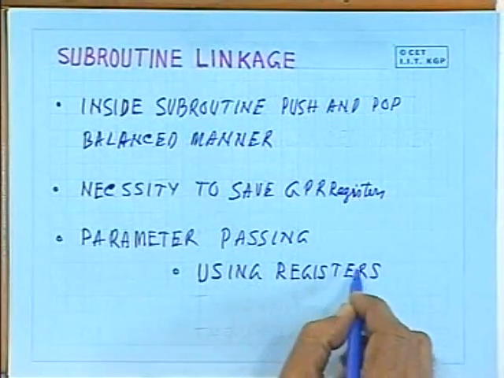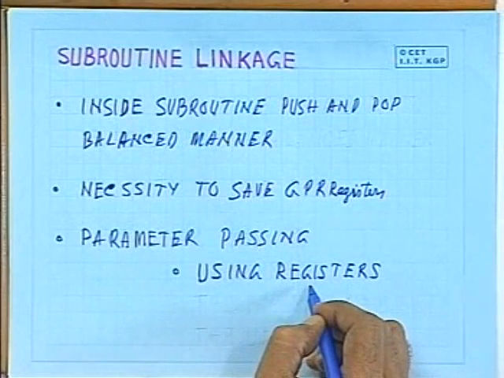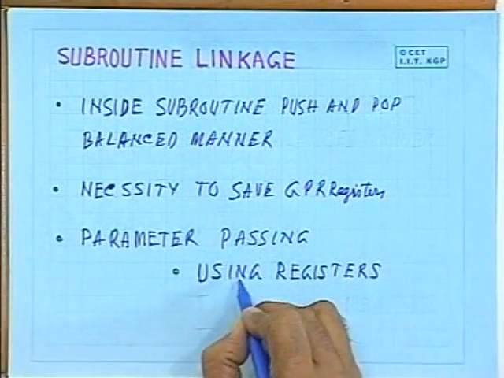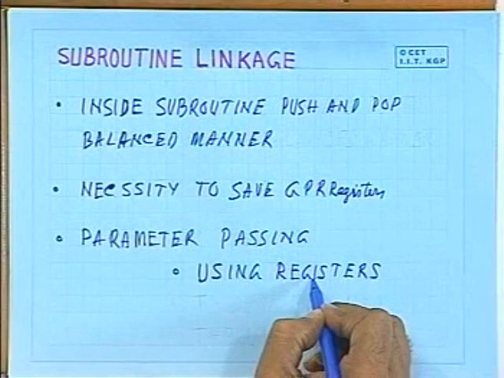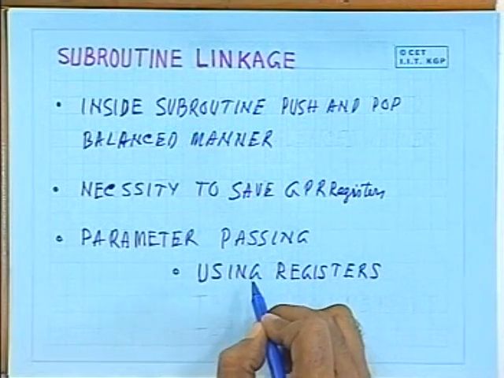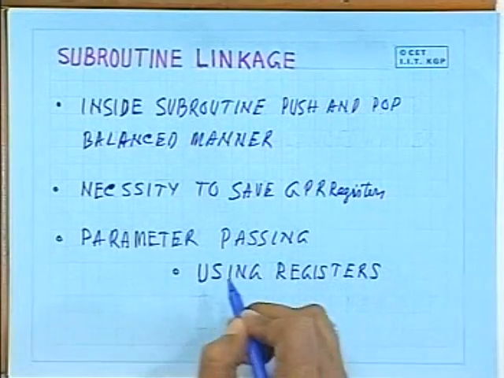You have a set of general purpose registers inside the CPU. Those general purpose registers can be used for passing parameters from the main program to the subroutine, and from the subroutine to the main program. However, whenever you use general purpose registers for passing parameters, the number of parameters that can be passed is very limited. For example, your 8085 processor has got only 6 general purpose registers. So, if the number of parameters is more than 6, you cannot use general purpose registers for passing parameters.